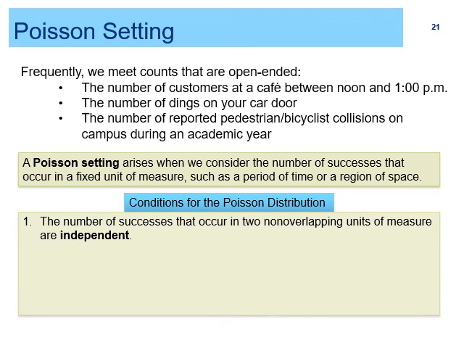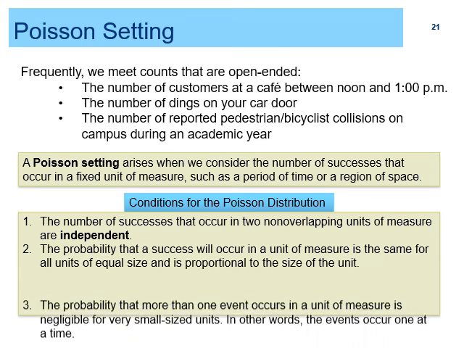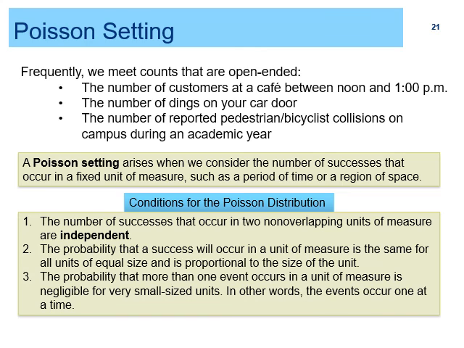So for the conditions of the distribution, first, the numbers of successes that occur in two non-overlapping units of measure are independent. Second, the probability that a success will occur in a unit of measure is the same for all units of equal size and is proportional to the size of the unit. And the probability that more than one event occurs in a unit of measure is negligible for very small units. In other words, the events occur one at a time.